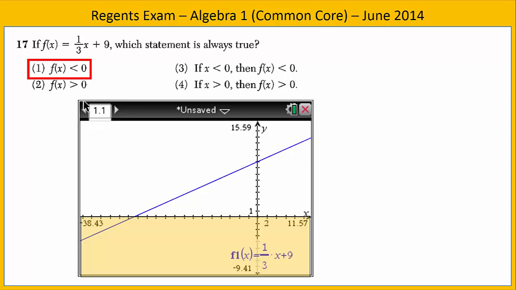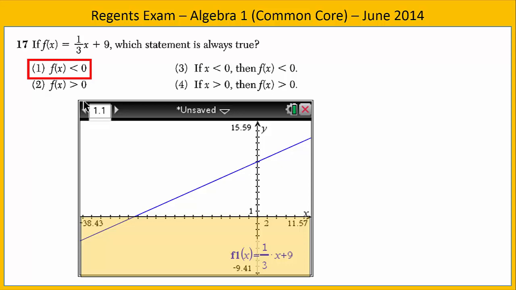Let's look at the graph. We've highlighted the region where the y values are negative. Are all of the y values negative on the graph? It doesn't look like it. It looks like there are some y values that are positive where it's above the yellow area, and so choice 1 is not correct.